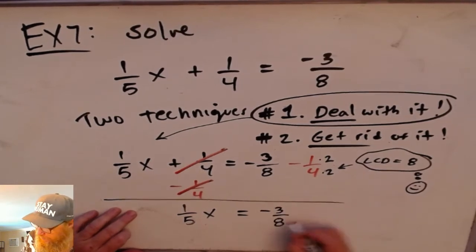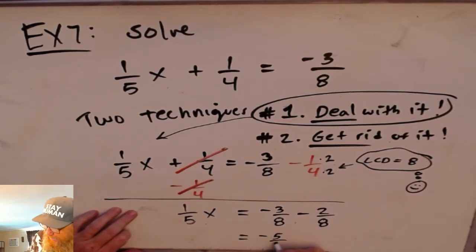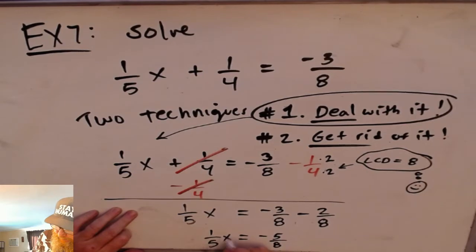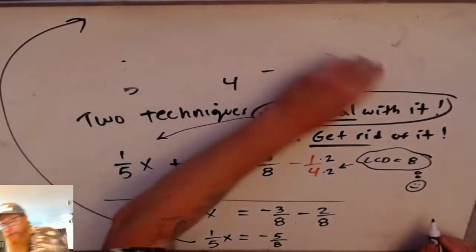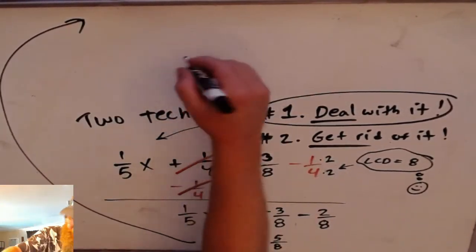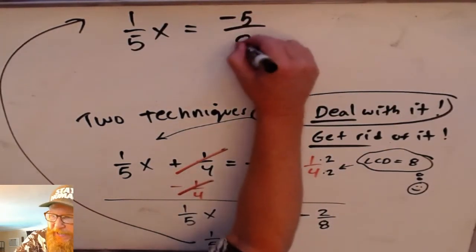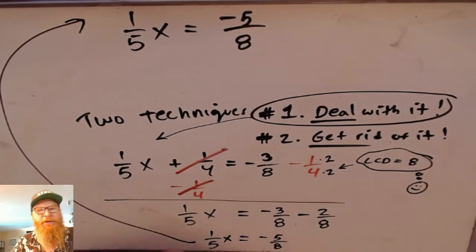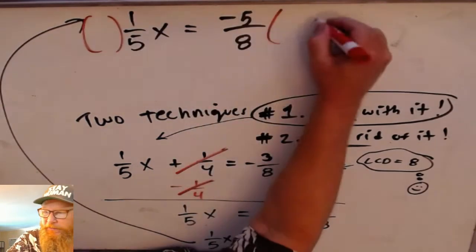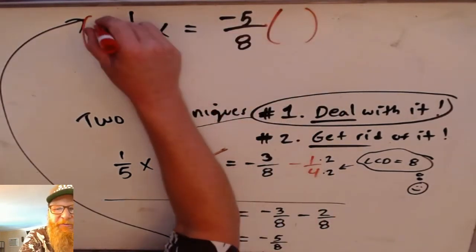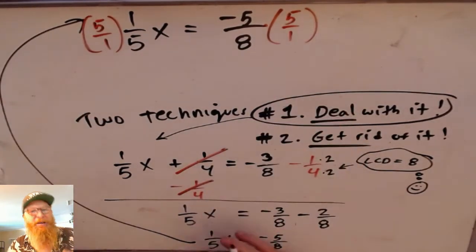So you got negative 3/8 minus 2/8. That's negative 5/8. I am running out of room, so I'm just going to bring it up here. So I've got 1/5 x equals negative 5/8. Remember how I like to put the negative in the numerator? And then now I'm going to multiply both sides by the reciprocal of 1/5, which is 5 over 1. Or if you prefer, you can just write 5.